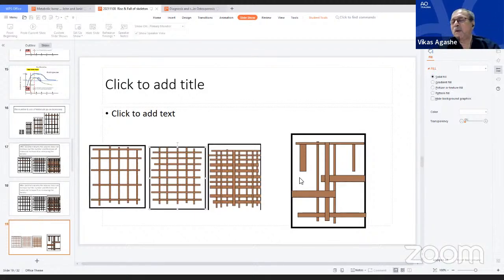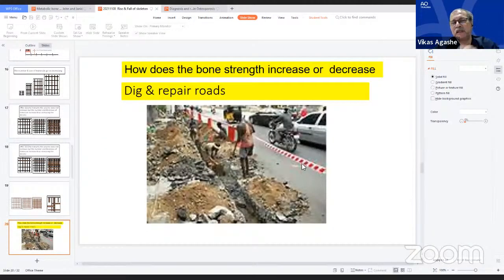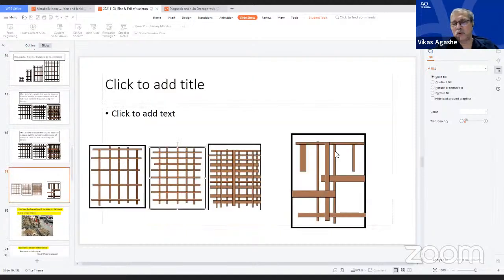It is not represented by DEXA. It is not represented by any bone density. You understand? And that is why DEXA can anticipate or predict fractures, but that prediction is accurate only in about 50 to 60% of the cases, because it cannot make out this microarchitectural deterioration. So how does bone strength increase or decrease? Now here I would like to ask, what is the mechanism that occurs in the body?